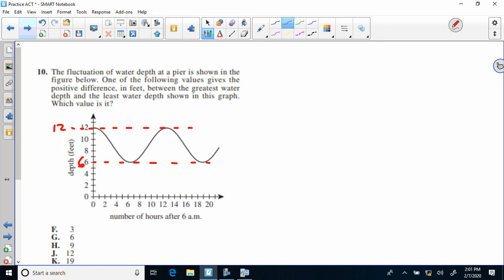And they asked you for one of the following values gives the positive difference between them. So all they want you to do is subtract them, and 12 minus 6 is 6. They just wanted the difference between your highest and lowest point on your graph. Positive difference. Okay, number 11.